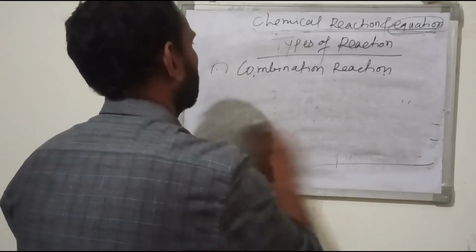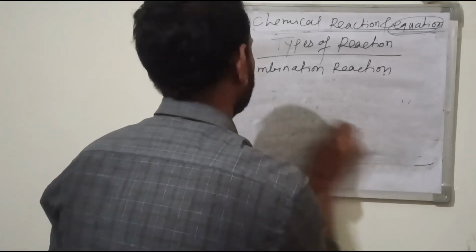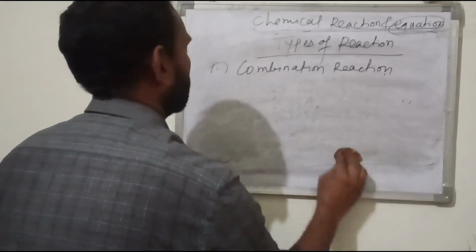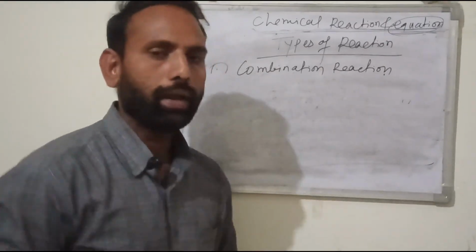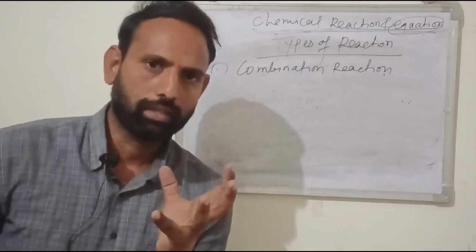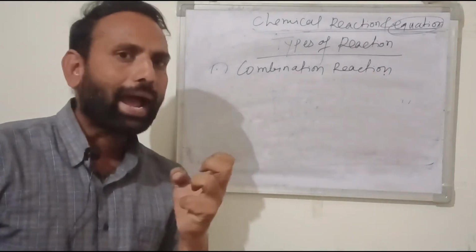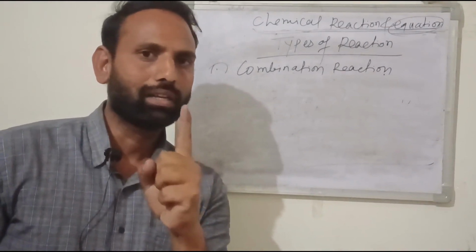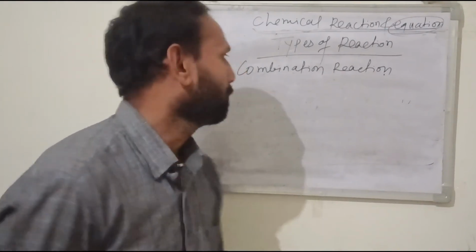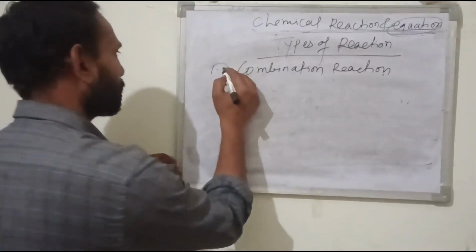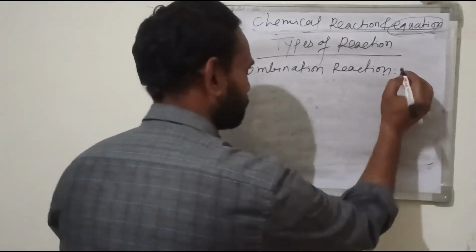Students, let's start. First type of reactions, combination reactions. What is the combination reactions? When two or more substances combine each other and form a new single substance is called the combination reactions. Okay, I am writing also here.